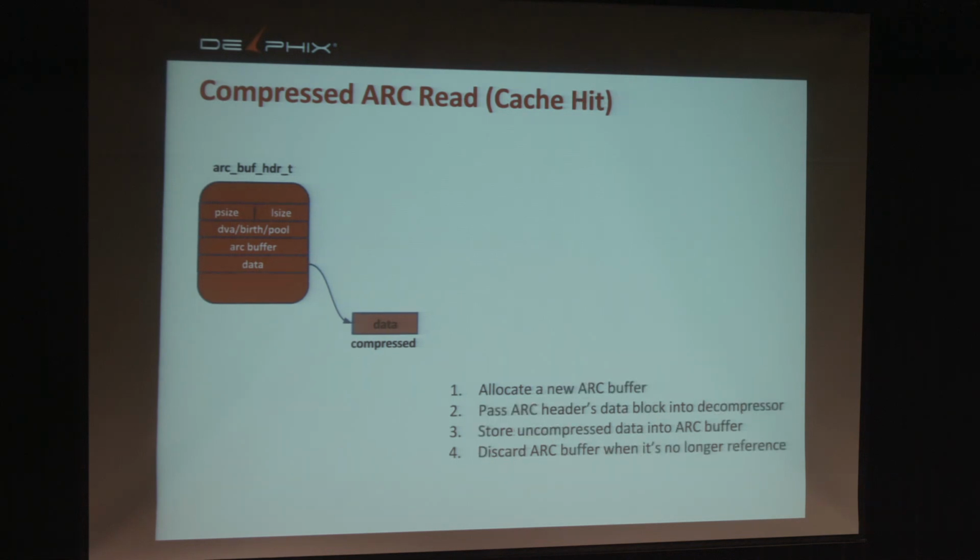If we look at a cache hit, again, we start off with the fact that we have an ARC header with just compressed data. We'll allocate a new ARC buff header, a new ARC buffer that we're going to pass back to the consumer. We decompress the data and store that uncompressed data in the ARC buffer and return that back to the caller. Once they've discarded it, we simply remove it from the cache, and we're left with just the cache data in the ARC.